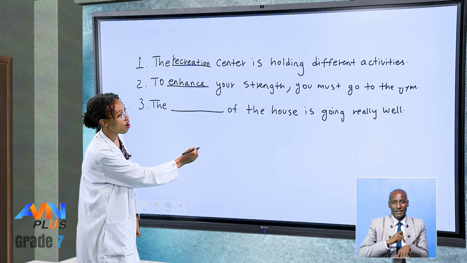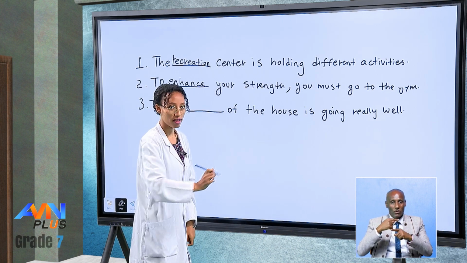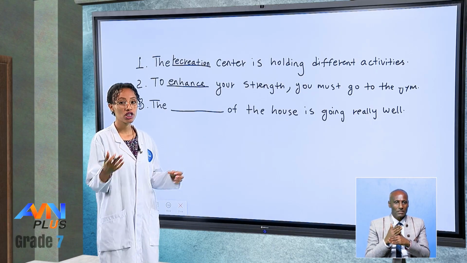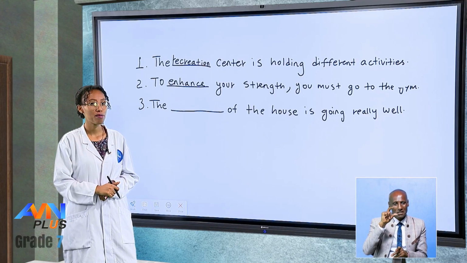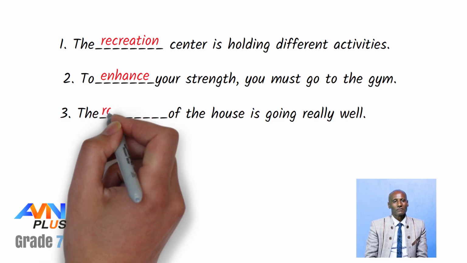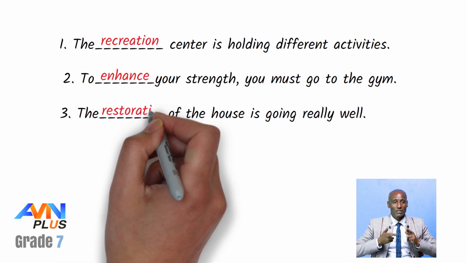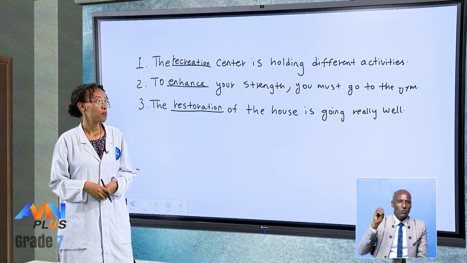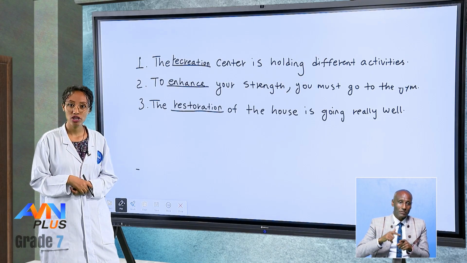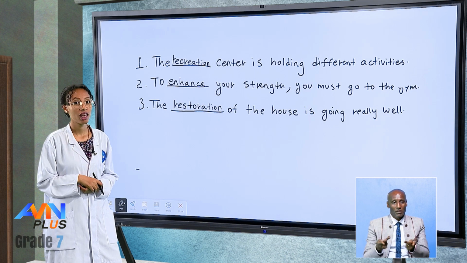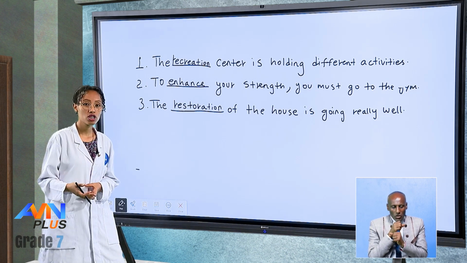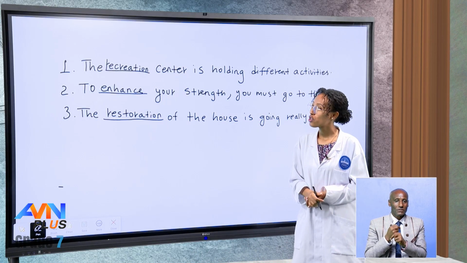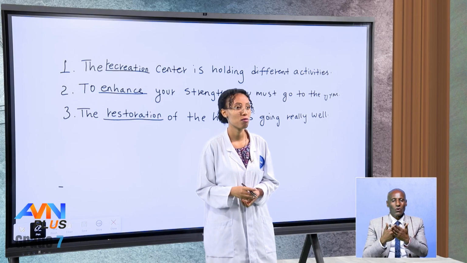The dash of the house is going really well. Again, earlier we talked about construction and how people in the construction use a certain word. If you remember that, it is what? Restoration. The restoration of the house is going really well. Restoration is what? Bringing back something to its original state. So restoration meaning the house was very old, so the construction workers are doing really well to bring this house to its natural state. So these are all the vocabularies we're going to see today.